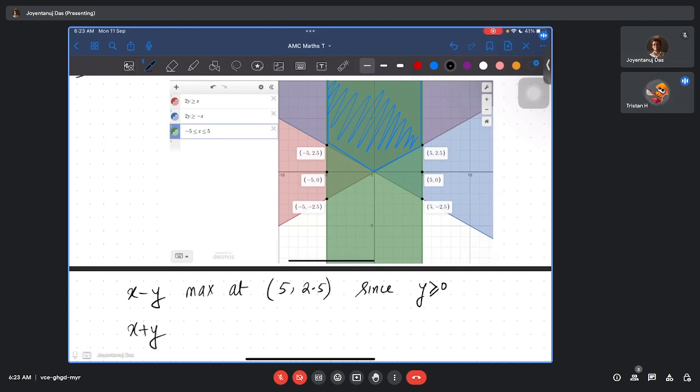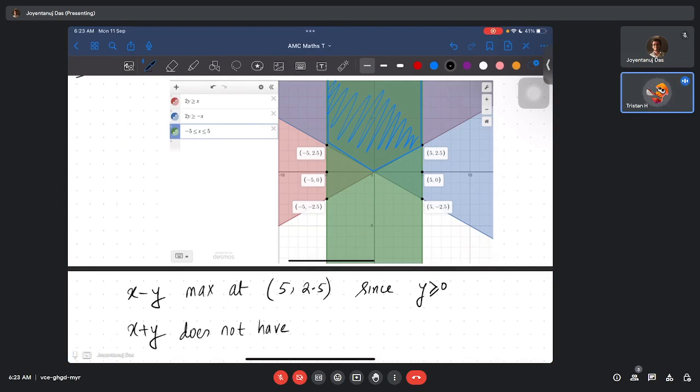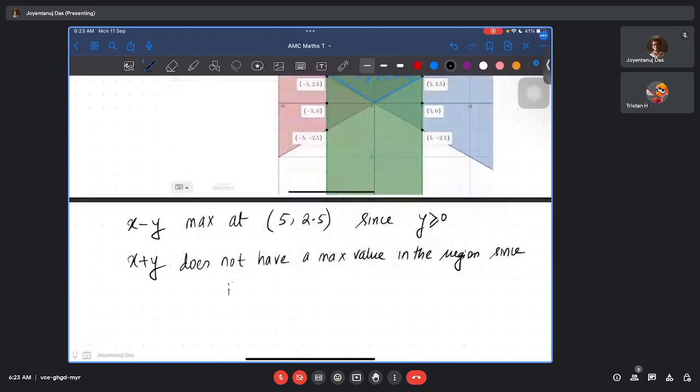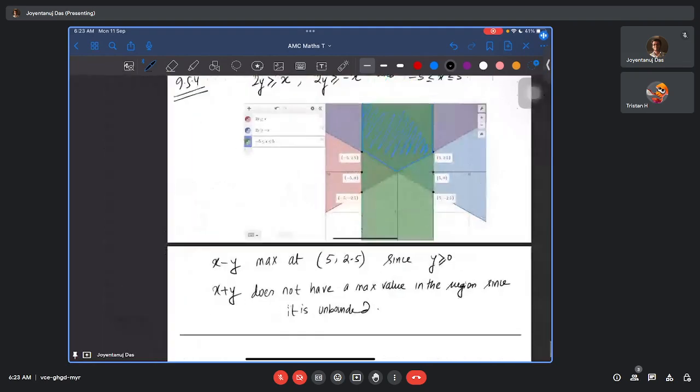It does not have a maximum value, right? It doesn't have a maximum value because you're looking for the largest y, and y can increase forever. So it does not have a maximum value in the region, since it is unbounded.